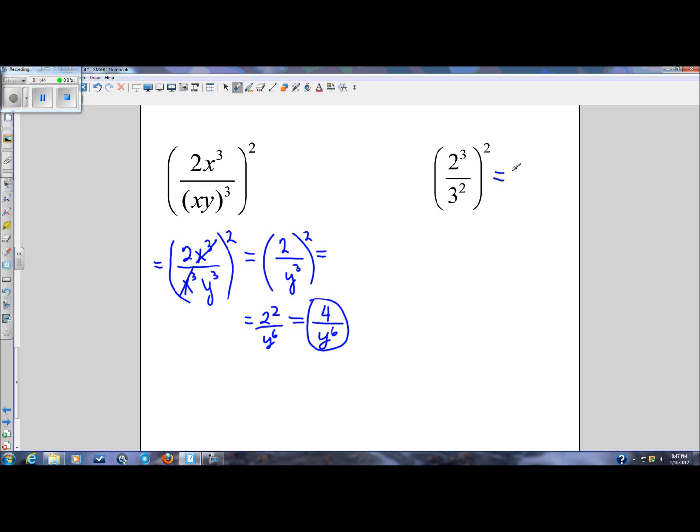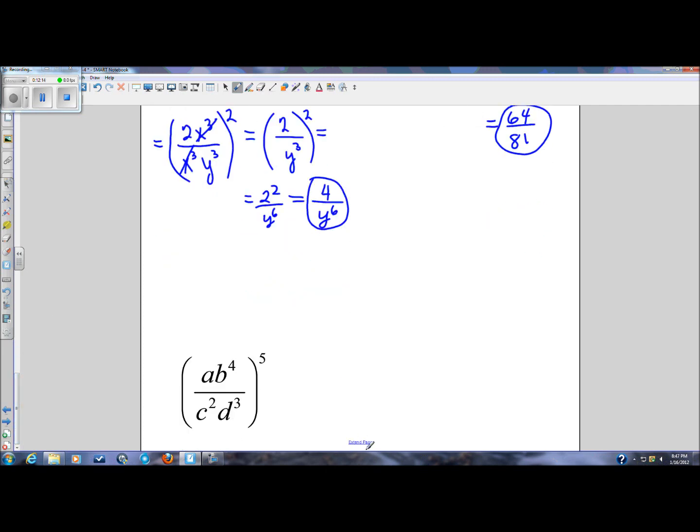2 to the 3rd over 3 to the 2nd, all raised to the 2nd power. So raise everything to that 2nd power. We multiply the exponents. So we have 2 to the 6th. And in the denominator, 3 to the 4th, because we multiply 2 times 2 to get 4. So 2 to the 6th gives us 64, and 3 to the 4th gives us 81.